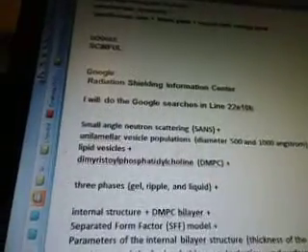So I'm going to Google SINFO to see what it means, and Google Radiation Shielding Information Center. I'll do the Google searches in line 22E, 10B. That was another video, so I guess I don't do it in this one. I did it in that one instead.